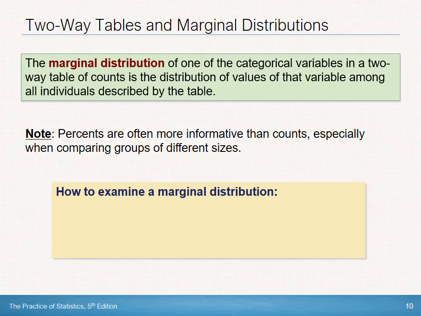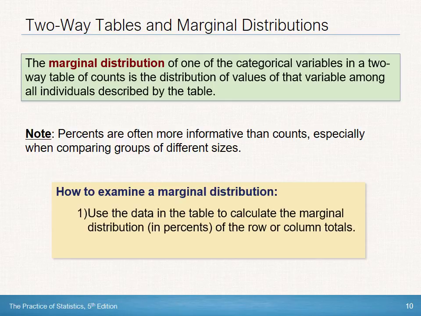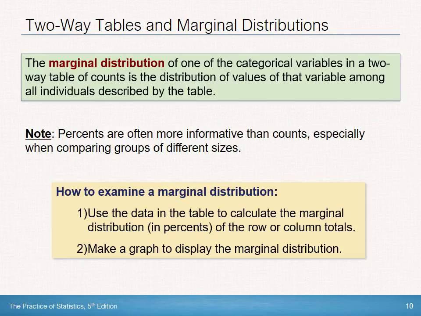Marginal distribution goes along with the word margin. Marginal means you're looking at the margins of the graph, where the totals are at. So how do we examine a marginal distribution? Number one, we're going to use the data in the table to calculate the marginal distribution in percents of the row or column totals. So we want the actual percentages of the row and column totals. We're going to look at an example on how to do that in just a little bit. And then we want to make a graph to display the marginal distribution. Like I said, we're going to do an example in just a minute. Right now, we're just going over the basics.